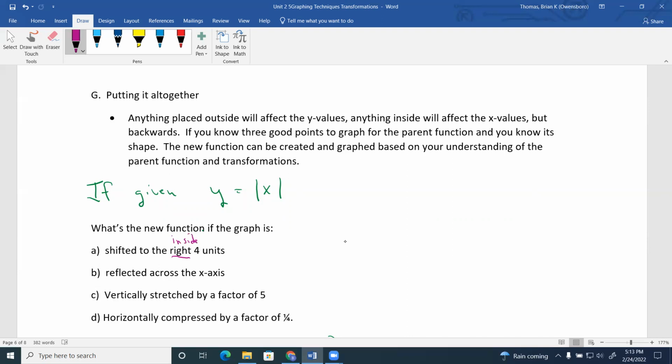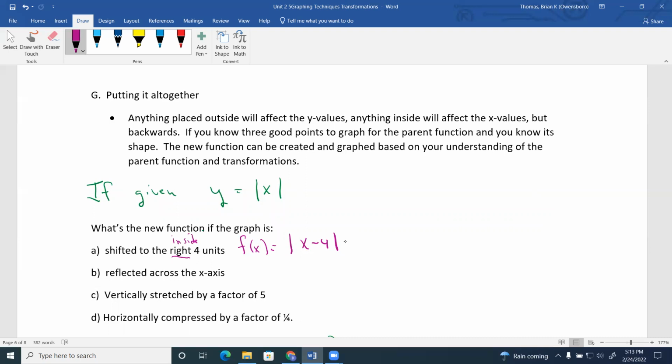Remember, inside is backwards. So when I write my function f of x, it's going to be the absolute value of x. And since it says go right, I actually got to put a -4 here, because a -4 actually means to go to the right. It's always backwards. So that would be the function they're looking for.